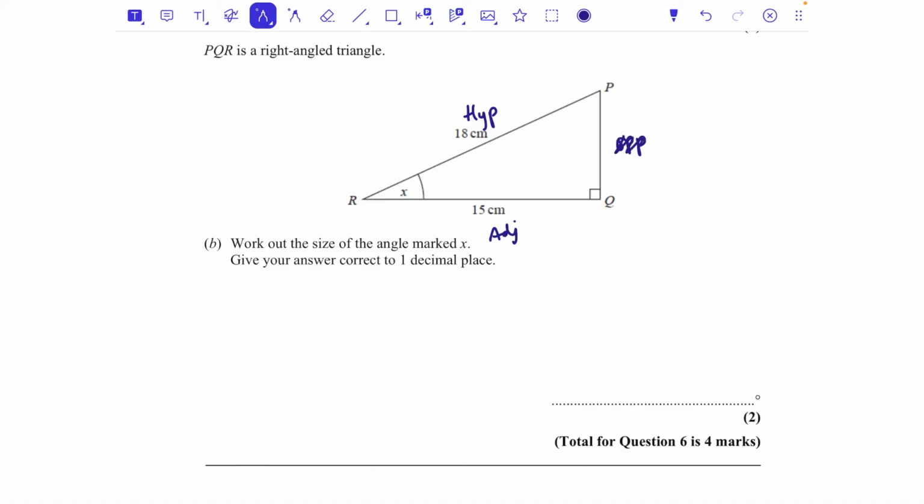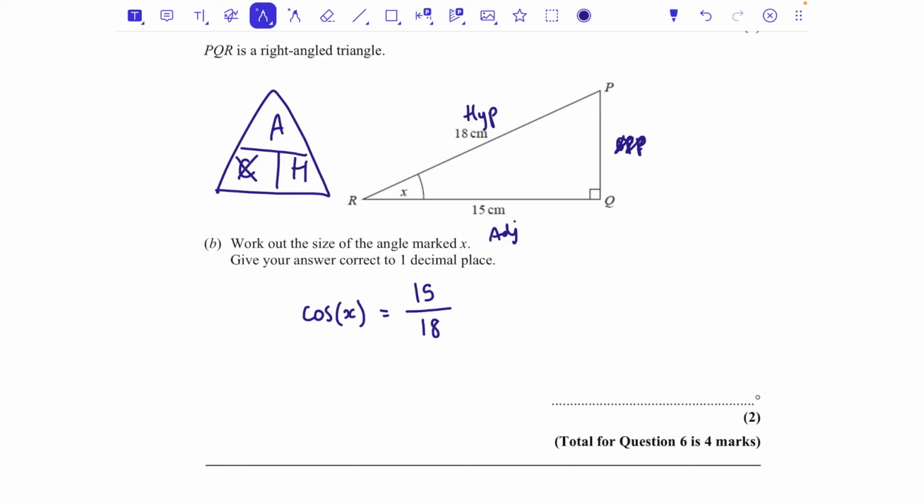Now the opposite, I don't know how long it is, and I don't want to know how long it is. A and H are going to be involved here, so this is going to be CA. Now with your CA triangle, with all of the triangles, this bottom left-hand letter is your angle. So here, because I want the angle, if I cover this up, I know that cos of X is the adjacent over the hypotenuse.